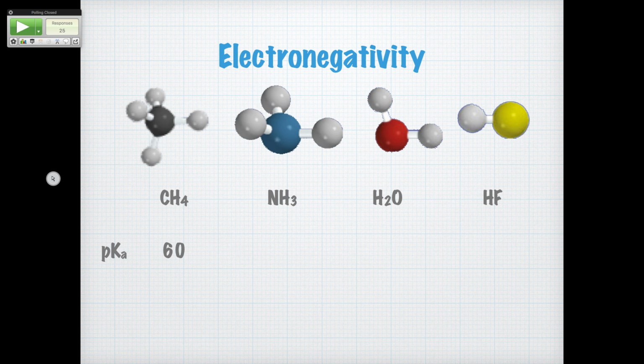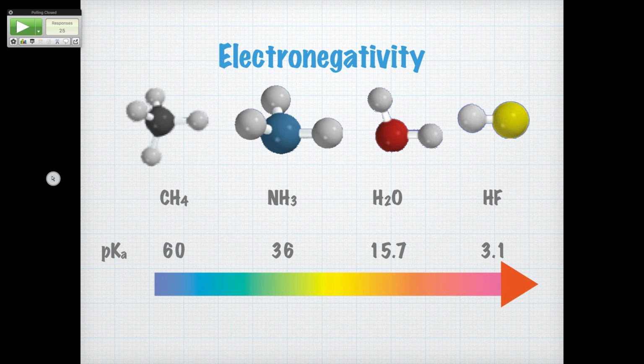So here are the actual pKa numbers, okay? Notice that CH4 has a pKa of 60. That's huge when you're looking at pKas, okay? Ammonia is 36. You're looking at losing one of those three protons, okay? Water is 15-ish. We already kind of talked about that, and HF is 3. So look at that range. It's huge, okay? So this is the weakest acid, and this side is the strongest acid.